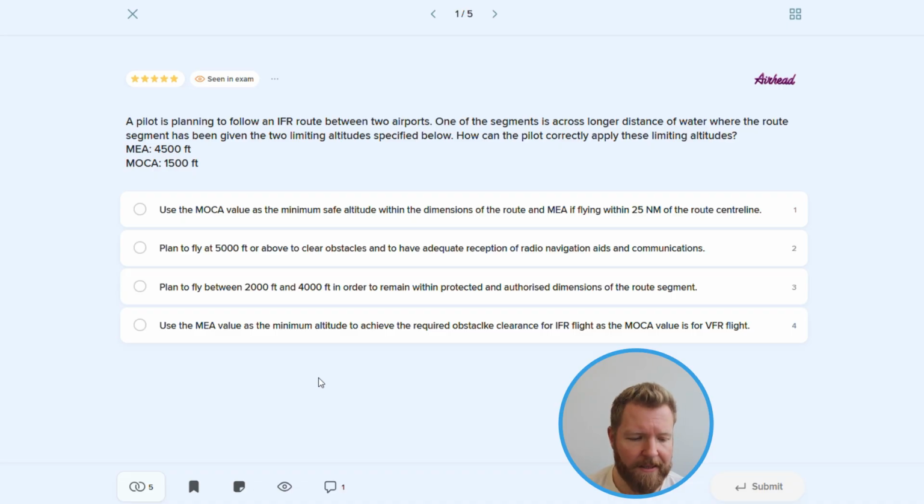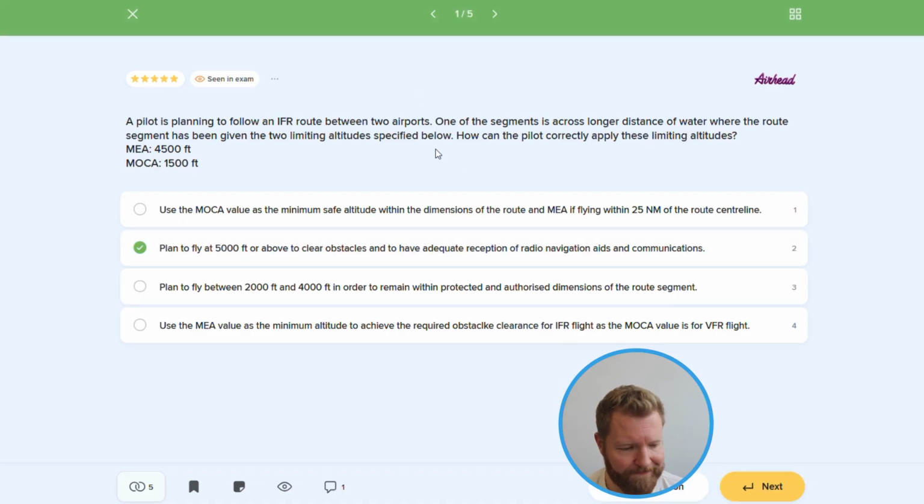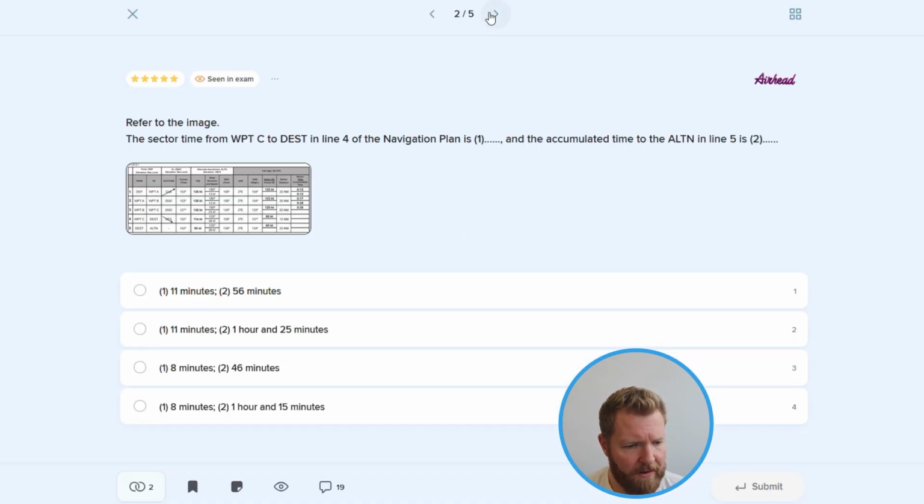MEA, on the other hand, is the minimum en route altitude that provides adequate reception of relevant navigation facilities and ATS communications, and provides the required obstacle clearance. So as you can see, MOCA is already included in MEA. Therefore, in our case, we would plan to fly at 5,000 feet or above to clear obstacles and to have adequate reception of radio navigation aids and communications. Answer number 2 is correct. Let's move to question number 2.